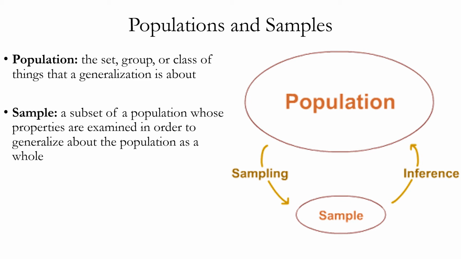A sample is a subset of a population whose properties are examined in order to generalize about the population as a whole. Oftentimes it's not practical to prove a generalization by looking at all members of a population. For example, if we wanted to generalize about the behavior of hydrogen atoms, it's impossible physically to examine all of the hydrogen atoms in the universe. Instead, we look at a sample of hydrogen atoms that we have under controlled conditions that are easy to access, and then we try to generalize about the entire population. So that's the basis of this type of reasoning. We're looking at a sample, which is the number of examples, and then trying to conclude something about the whole population.